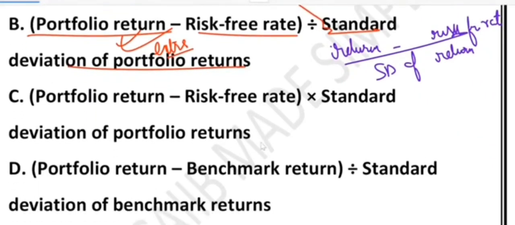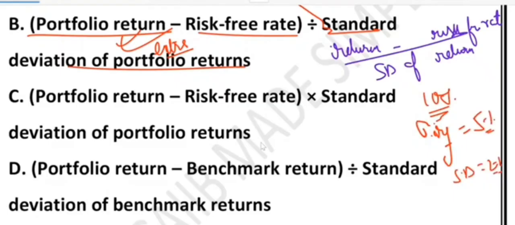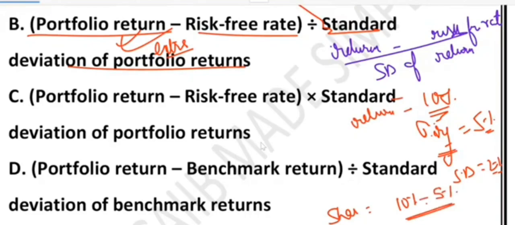Let me give you one example. Suppose your portfolio gives 10% and suppose the risk-free rate is 5%. And the standard deviation is, suppose, 2%. So what is the Sharpe ratio? It is 10%, which is your return, minus the risk-free rate, which is 5%, and you divide it by the standard deviation, which is 2%. That is equal to 2.5, which means 2.5 units of return per unit of risk.